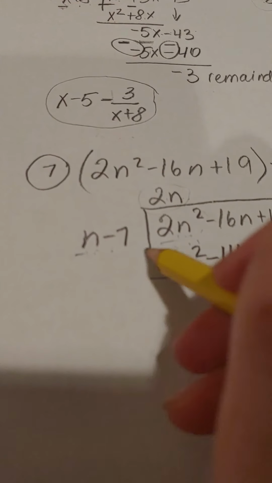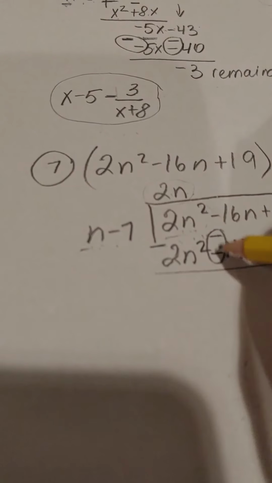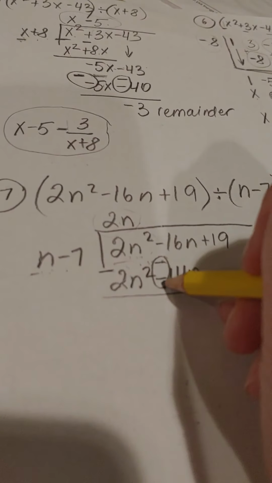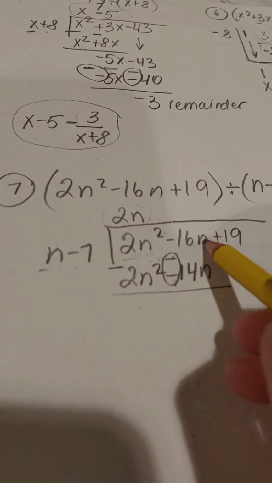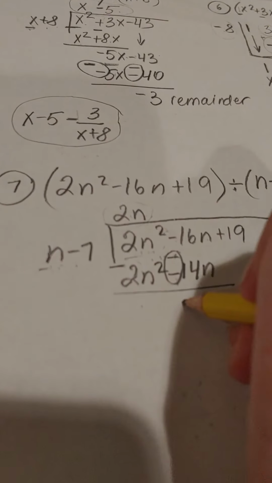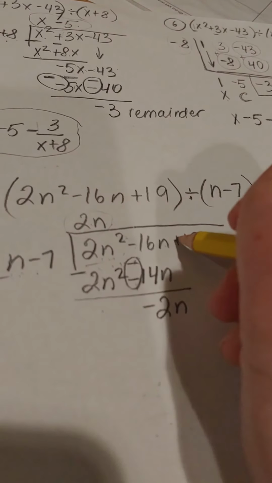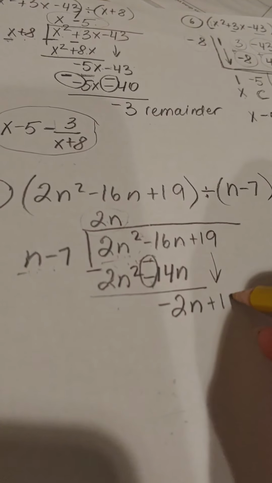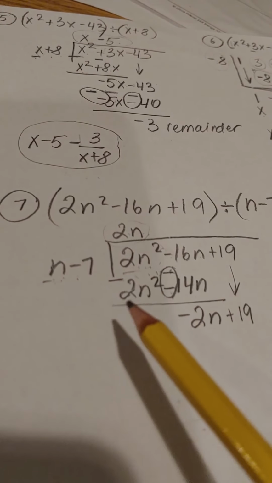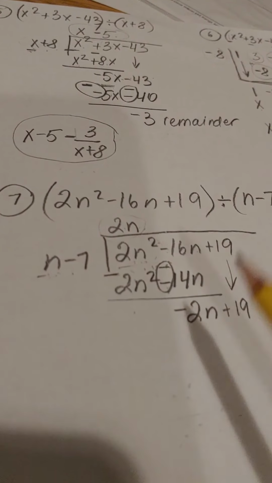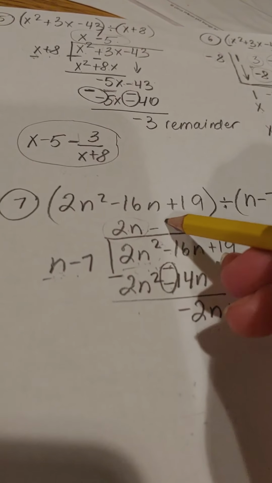And we're going to subtract. And when we are subtracting and it's negative, it's positive. Two negatives give me positive. 2n squared minus 2n squared is 0. Negative 16n plus 14n is negative 2n. And then we bring down the positive 19. Now again, we ask ourselves the question: n times what would give me negative 2n? The answer is negative 2.